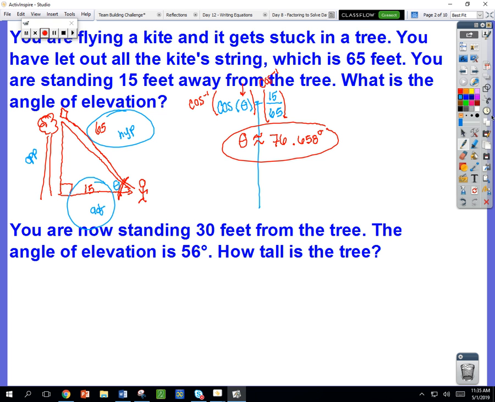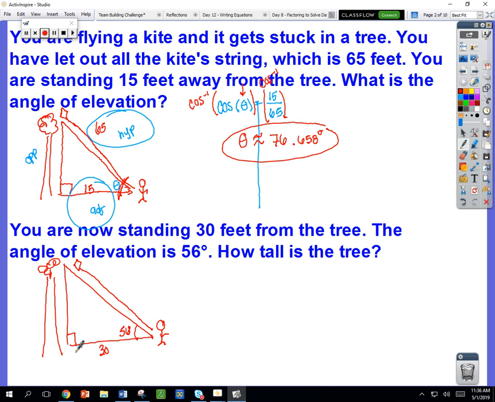Using the same picture, they're giving me different information this time. So I've got my tree over here. I've got my kite that is stuck in the tree. Here's the string. Here am I. They tell me that the angle of elevation is 56. So I know that this is 56 degrees now. And they said I'm now standing 30 feet away from the tree. So that would be here. How tall is the tree? So it wants to know how big is this tree. So that's where my x is.